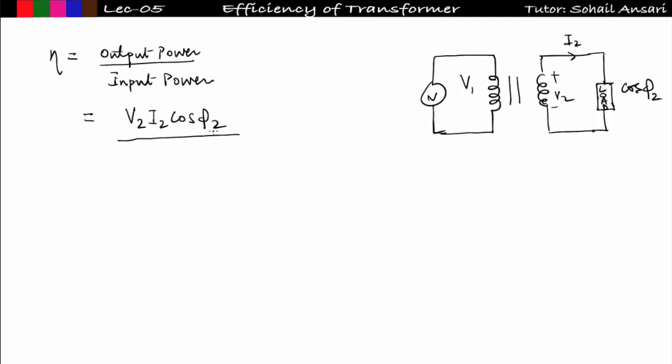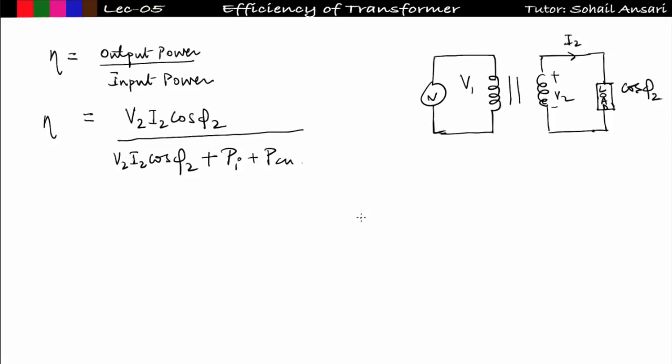Now input power I can write as output power plus loss. Output power is already V2 I2 cos phi 2, plus loss. In a transformer we have already seen there are two types of loss. The first one is a constant loss, known as iron loss, and the second is the copper loss. So it will be equal to iron loss plus copper loss. This is the formula of efficiency at any load.